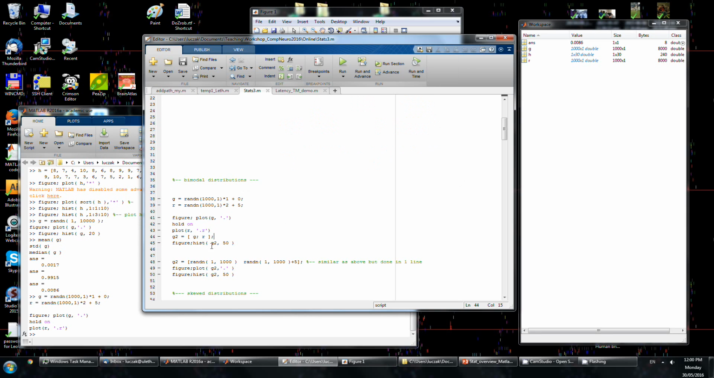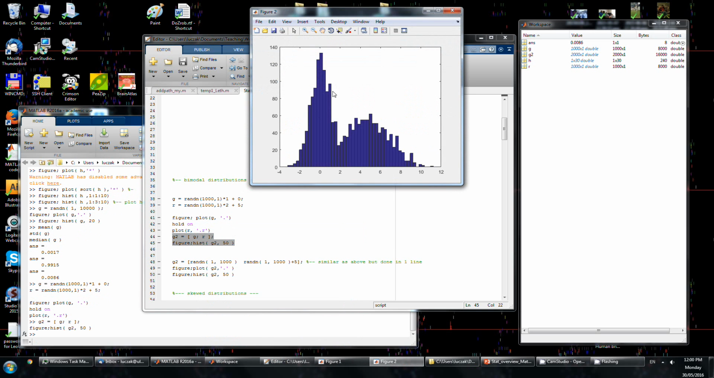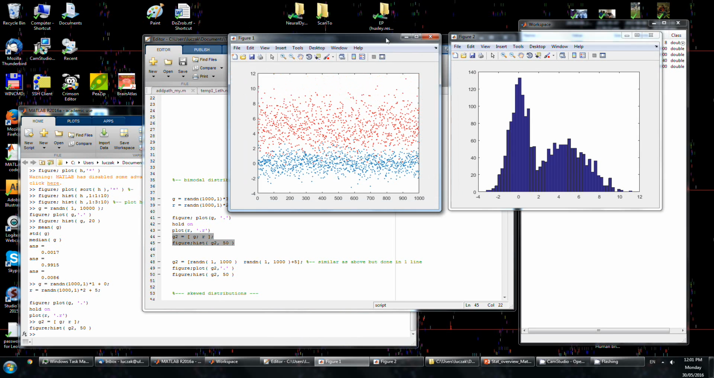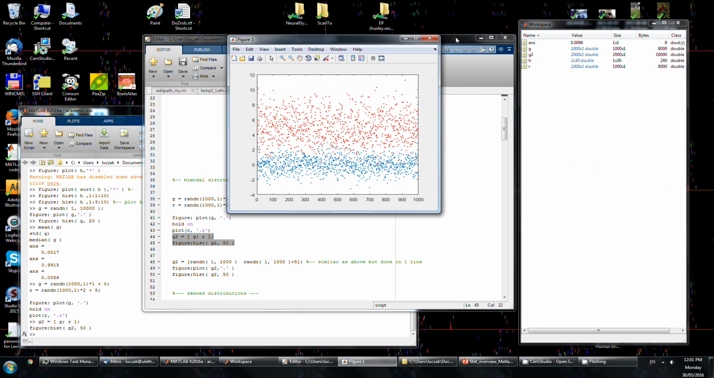So how to plot a histogram? Well, I can create a new variable where I will connect G and R, and now this will create this bimodal distribution reflecting this data.